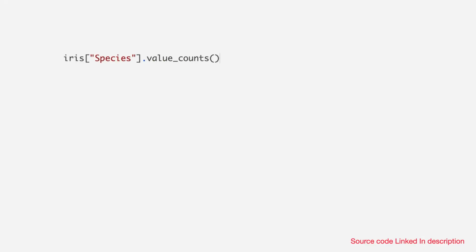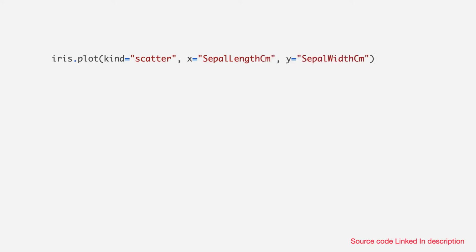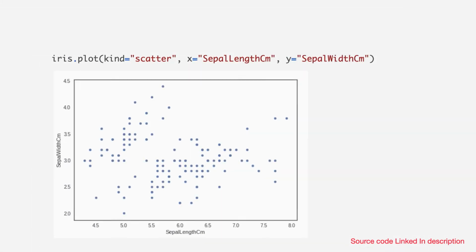Let's see how many examples we have of each species. The first way we can plot things is using the .plot extension from Pandas data frames. We'll use this to make a scatter plot of the Iris features. We can also use the Seaborn library to make a similar plot.